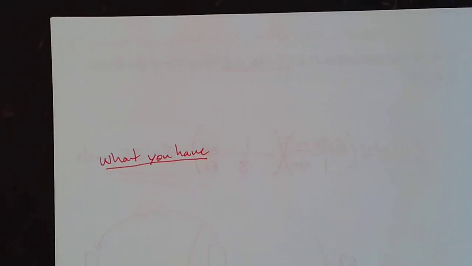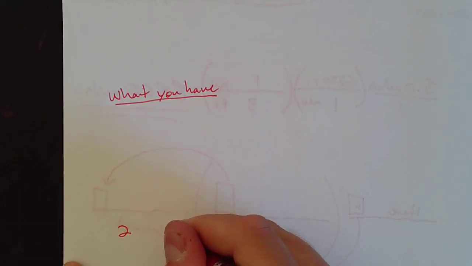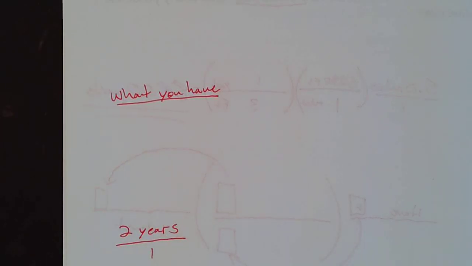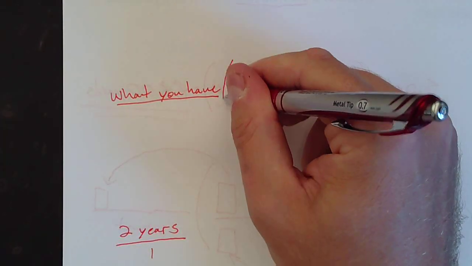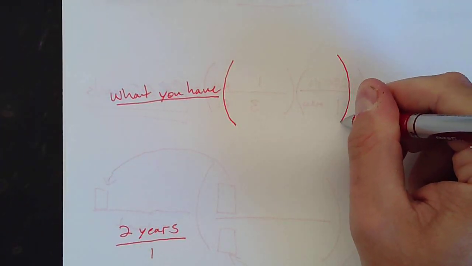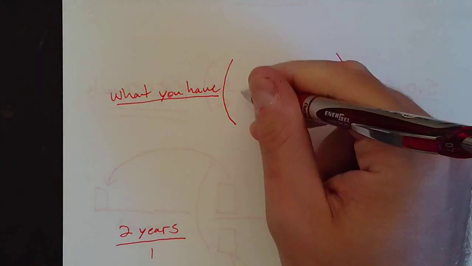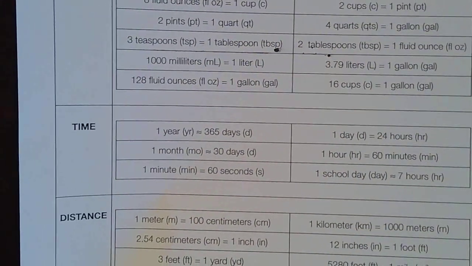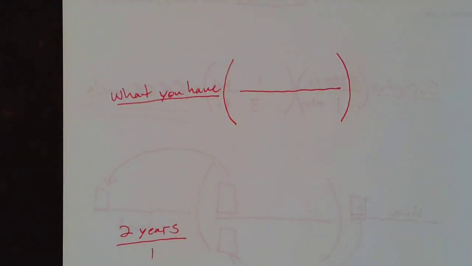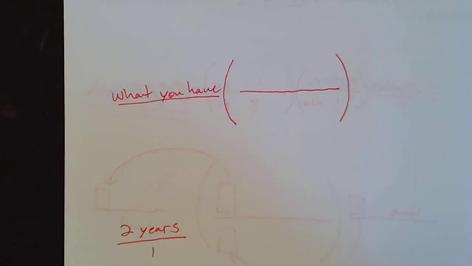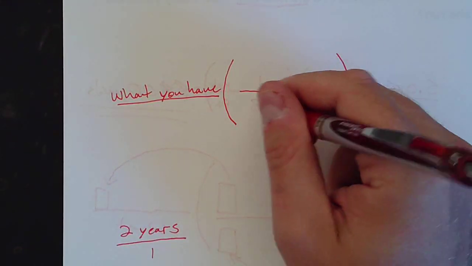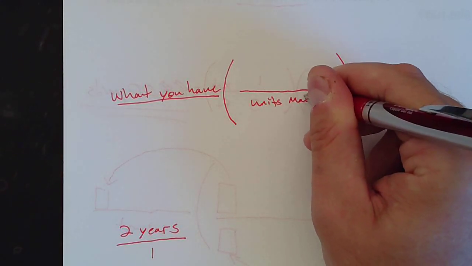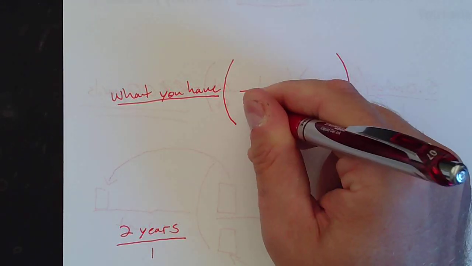So in our case with days, if I have 2 years, let's just say 2 years, that's what I have. So the next thing that we have to do is use a conversion factor. A conversion factor is one of those relationships. So in our case, our conversion factor was 1 year equals 365 days. And so we're going to start setting this up. On the bottom here, these units match these starting units.